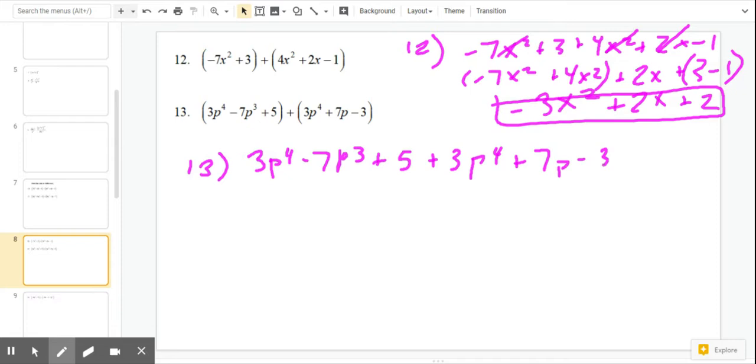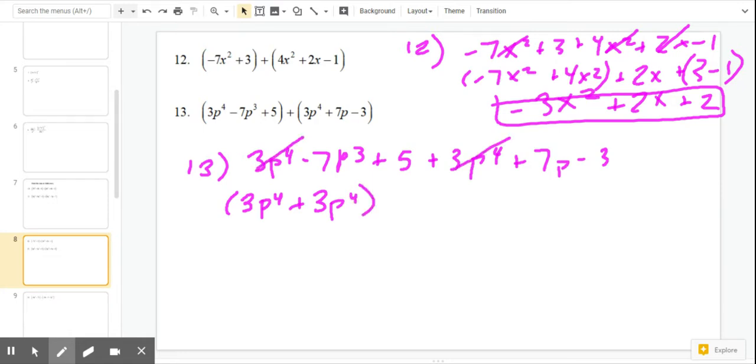And then we're going to group like terms. So let's start with my p to the 4th terms. So we've got 3p to the 4th plus another 3p to the 4th. So that's this one and this one.